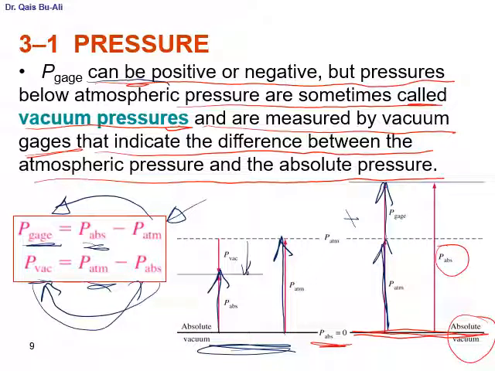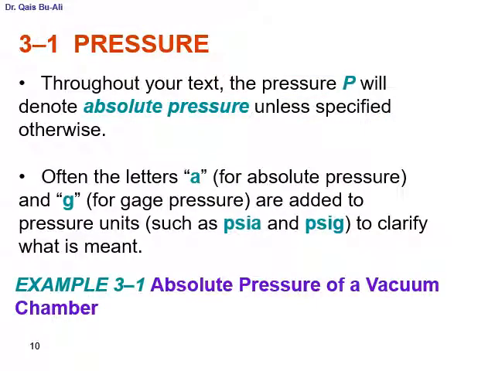You have studied this before, I'm just reminding you about it. Now, throughout your textbook, which is Cengel and Cimbala, P will denote the absolute pressure. So whenever P is mentioned, it is meant to be absolute pressure, not gauge pressure, unless specified otherwise.